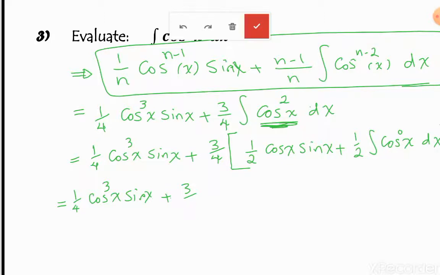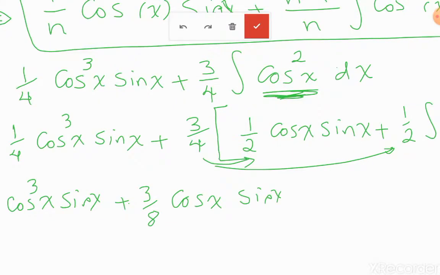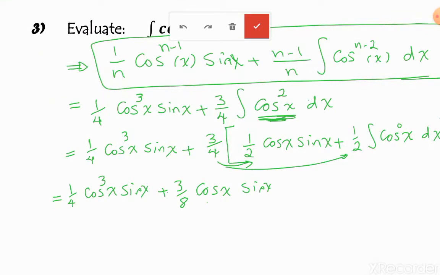Now we can multiply here 3 over 4 by half, with the distributive property, by the first and by the second. So we have 3 over 8 cosine x sine x plus 1/2, and then the integral of dx only, since cosine to the power of 0 of x is 1. So the integral of dx, which is x. But don't forget that you should multiply by 3 over 4, and the integral of dx is x, and this all plus c.